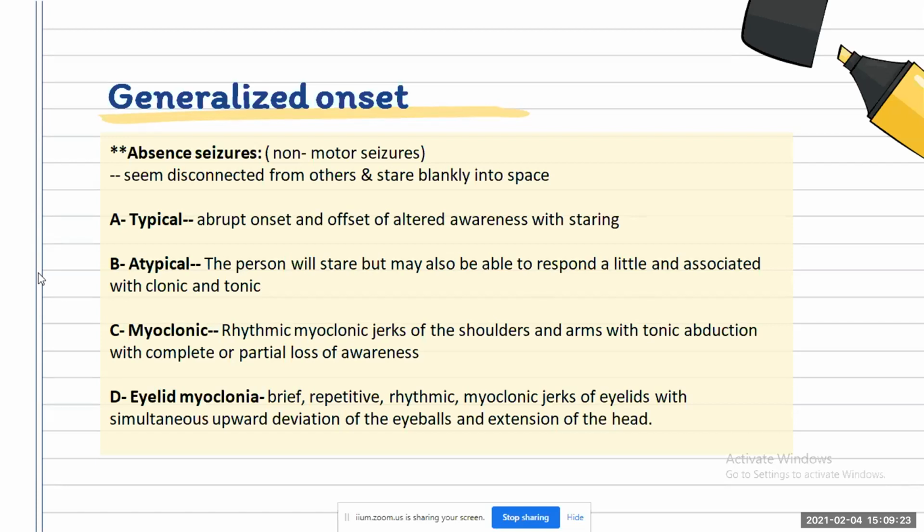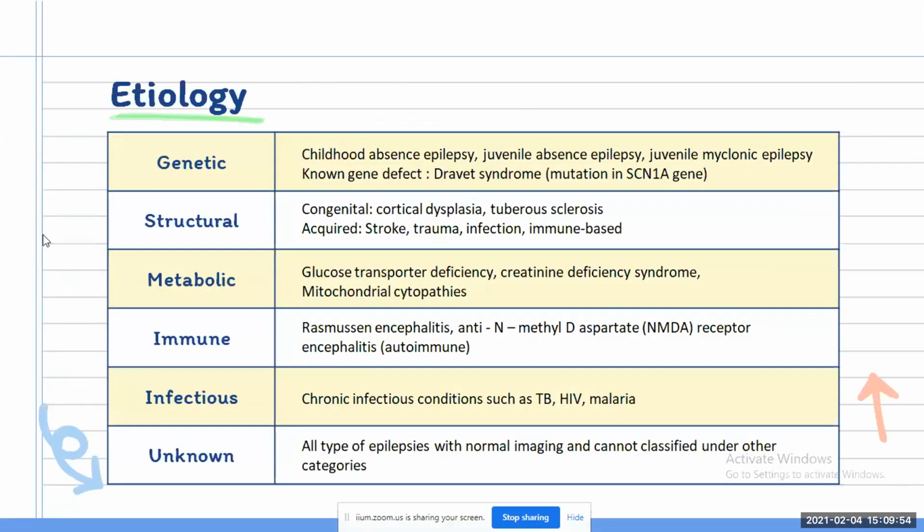For the atypical, the person will have the staring also, but may respond a little, and it is associated with clonic or tonic features. For the myoclonic, there will be rhythmic jerking of the shoulders and arms with either complete or partial loss of awareness. The eyelid myoclonia is brief rhythmic myoclonic jerks of the eyelids with a simultaneous outward deviation of the eyeballs and extension of the head.